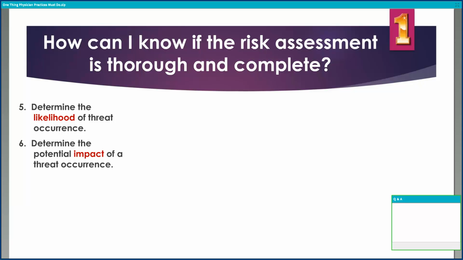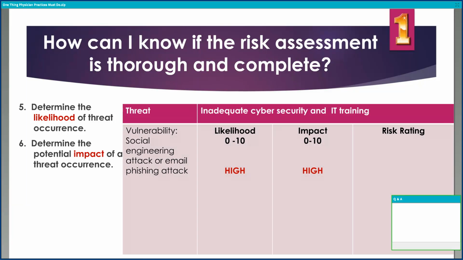We're going to look at steps 5 and 6 together. We're going to go back to the chart that lists the threat of inadequate cybersecurity or IT training with a vulnerability of social engineering attacks or email phishing attacks. Once the assessor has identified the threats and vulnerabilities, they must determine the likelihood that something is going to happen within your organization and the impact that it would have.